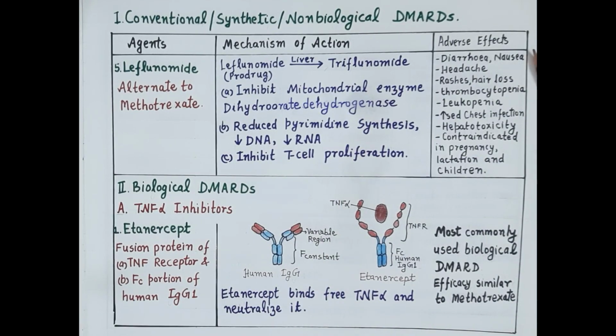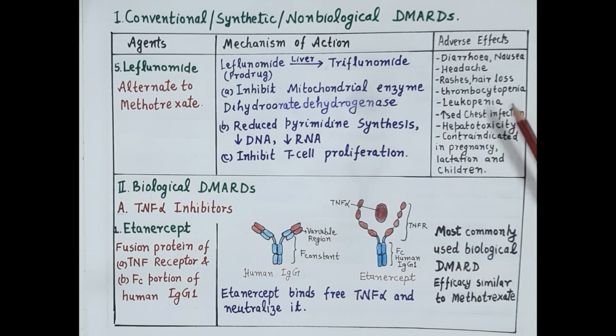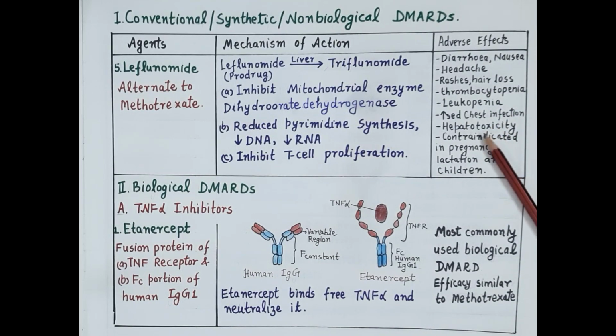Now, adverse effects of leflunomide are diarrhea, nausea, then headache. It can also produce rashes and hair loss, then thrombocytopenia, leukopenia, increased risk of chest infection. Long-term use can cause hepatotoxicity. It is contraindicated in pregnancy, lactation and children. So, this is all about conventional synthetic non-biological DMARDs.